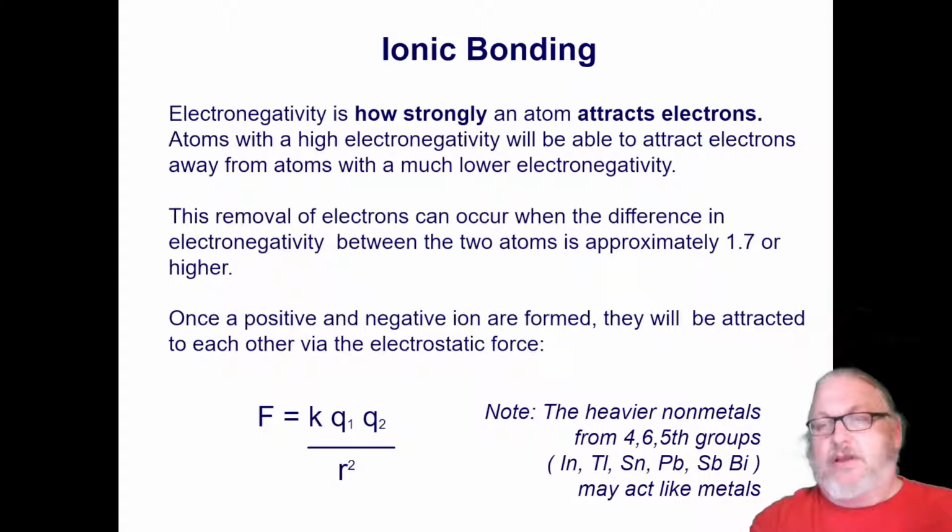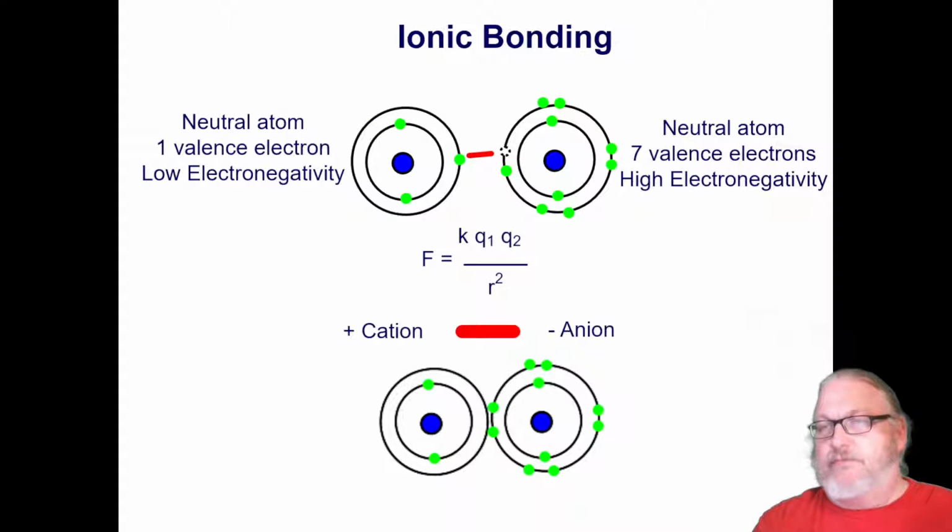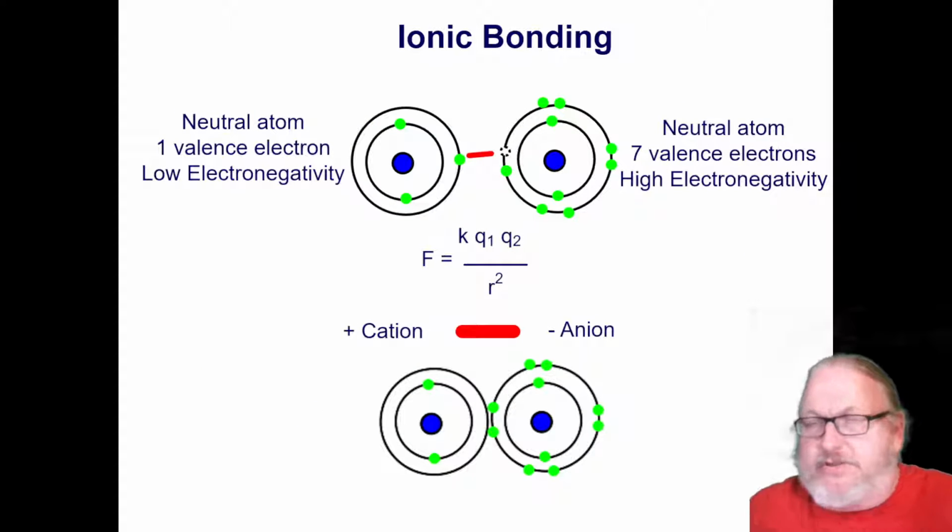All right? And this happens almost always between a metal and a non-metal. Now, some of the heavier non-metals, in group 4 and group 5, things like indium, titanium, tin, lead, can act like a metal even though they're in the p block. Okay, so this is how this works.